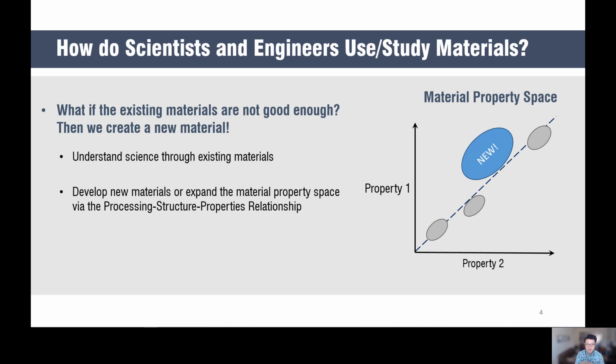How do we do that? How do we expand this material property space? That process is through what we call the process-structure-property relationship. What we're doing here is using some kind of material processing, which we'll talk a little bit more about, to manipulate and change the material properties of an existing material. And by doing that, we expand the property chart.